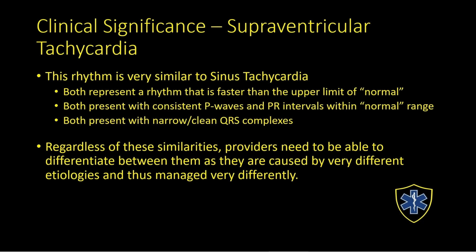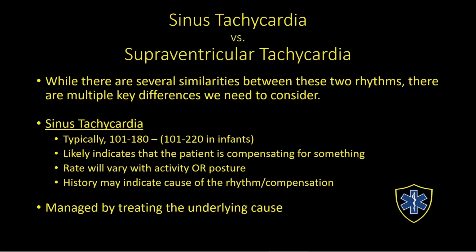But regardless of the similarities, there are some big differences between these, as they're caused by very different situations, and therefore as providers we manage them and look at them very differently. So let's look at each of them independently now and figure out what the differences are. Sinus tach is typically, again, over 100, and it goes up from about 101 to maybe 180. If you're dealing with a very young infant, it can be up as high as 220.